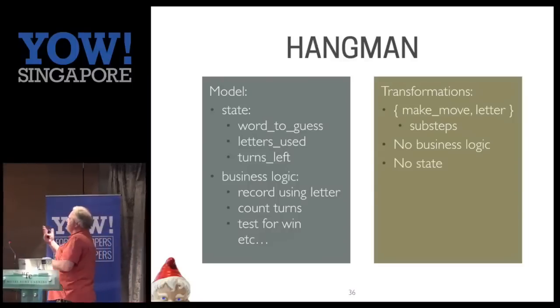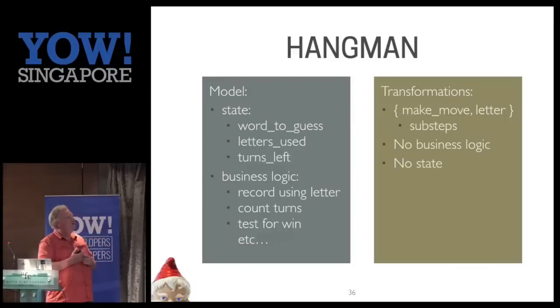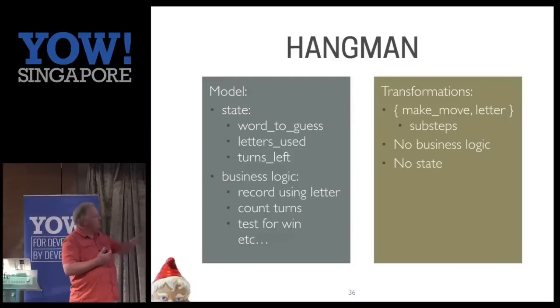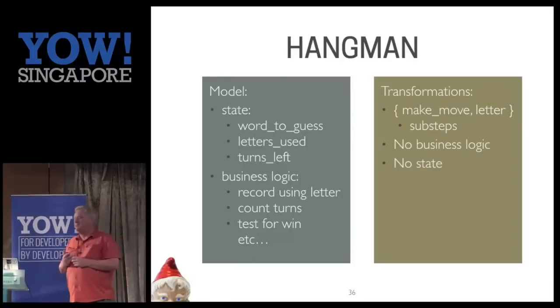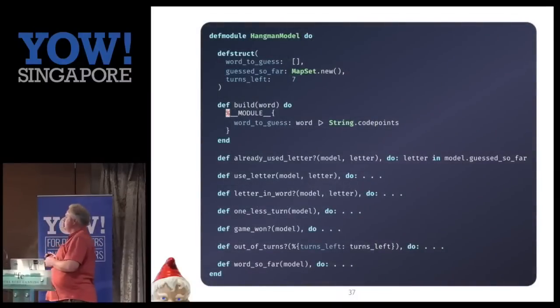And then totally separately from the model, I have the transformations. And the transformations are what drives the model. So let's try and make that a bit more concrete. So here is the model. Up the top here, I have the state. So I have word to guess, guess so far, and turns left. Those are those three things I mentioned.